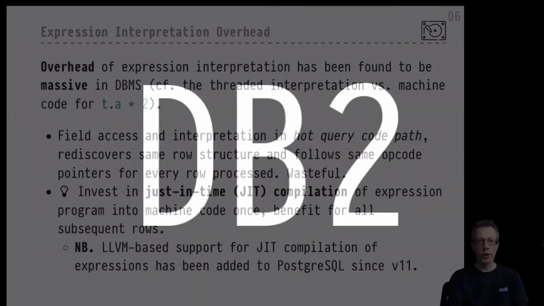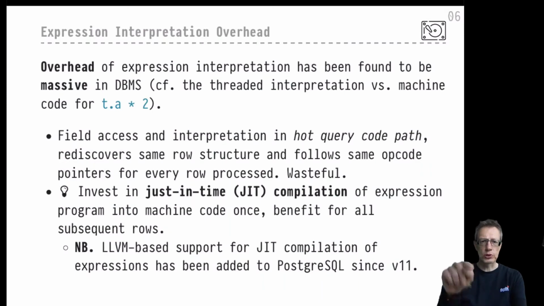Hi there, we will continue our discussion of the expression evaluation inside PostgreSQL and then later on, of course, also in MongoDB. But it's still PostgreSQL time here. And we've talked about the interpretation, the threaded interpretation, quite efficient interpretation of expressions inside PostgreSQL. But still, if you look at the overhead that comes with the interpretation of such expressions, it has been found to be massive. It has been found to be very significant in relational database systems.